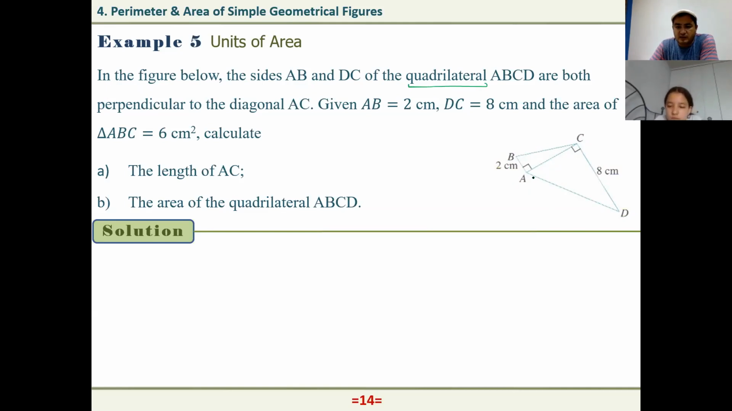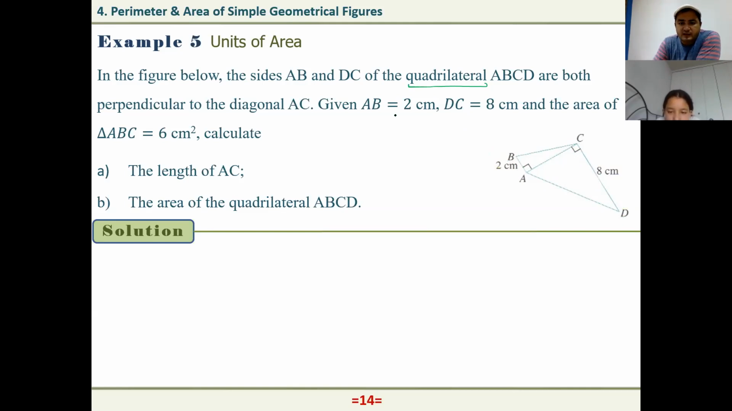What is a diagonal? It's a line segment that joins two non-adjacent vertices of a polygon. So AB are adjacent corners, BC adjacent corners, CD adjacent corners. How about A and C? They are not adjacent. B and D are not adjacent. So if you just join them, we call them diagonals. So here AC is a diagonal of this quadrilateral, right? And it says it is perpendicular to AB, that is, this one is 90 degrees, and also AC is perpendicular to CD, that's why it is 90 degrees.